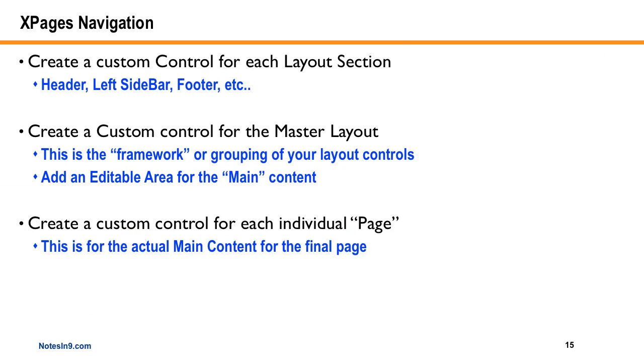So what do we do? Well, to get your navigation working, your headers and your sidebars and stuff like that, you're going to create a custom control for each section. Okay, and then you create this master custom control, master layout that holds each of those sections. So a lot of times when you're working with XPages and these web pages, you do a lot of nesting. So we're going to create this master custom control to hold each of the headers and the footers and the sidebars and stuff like that. And on this master custom control, we're going to put an editable area or a facet where the main content is going to go. Then for each main page, that's going to be a custom control itself. And you're going to see all this in a second here.